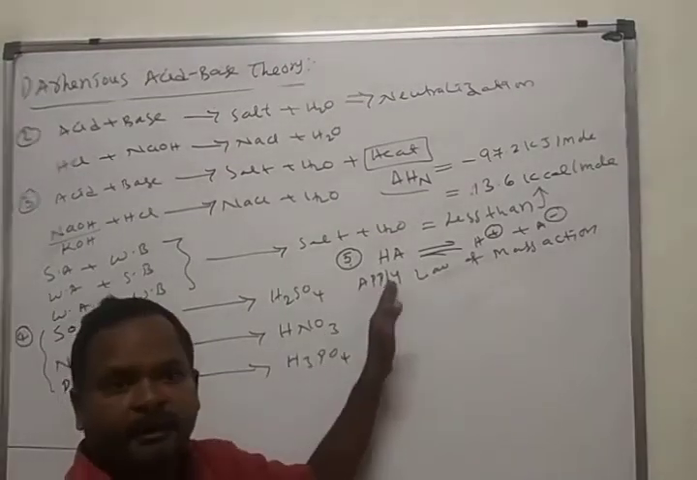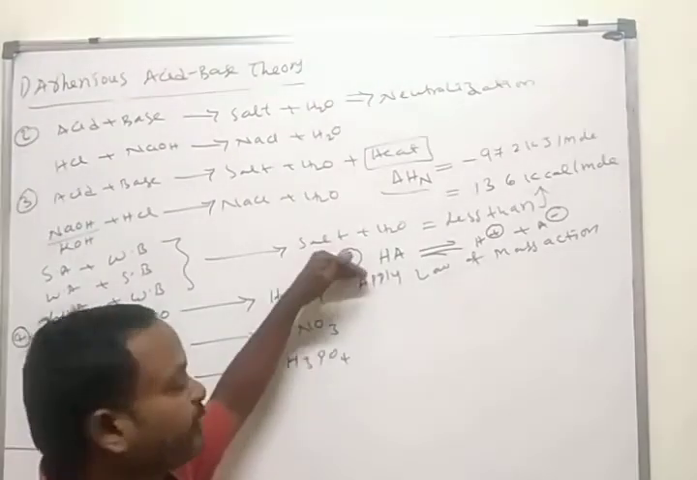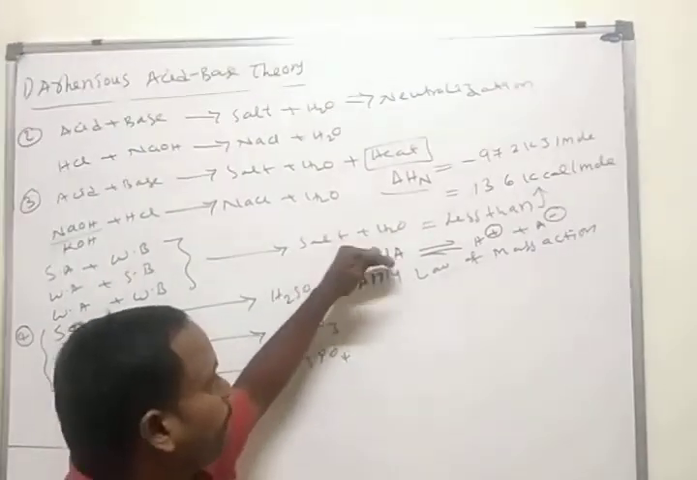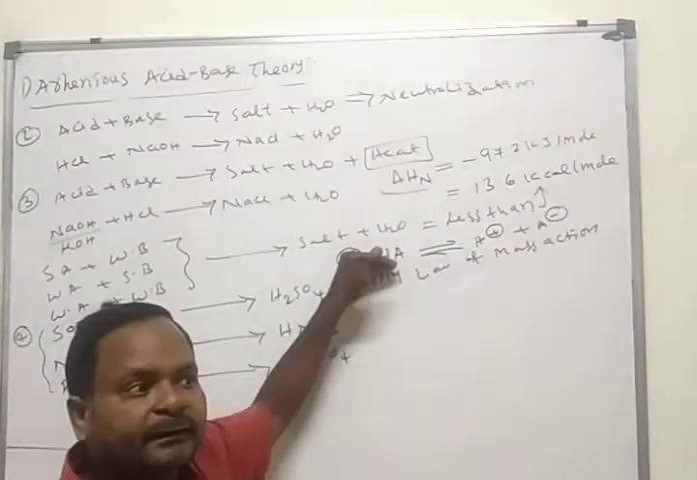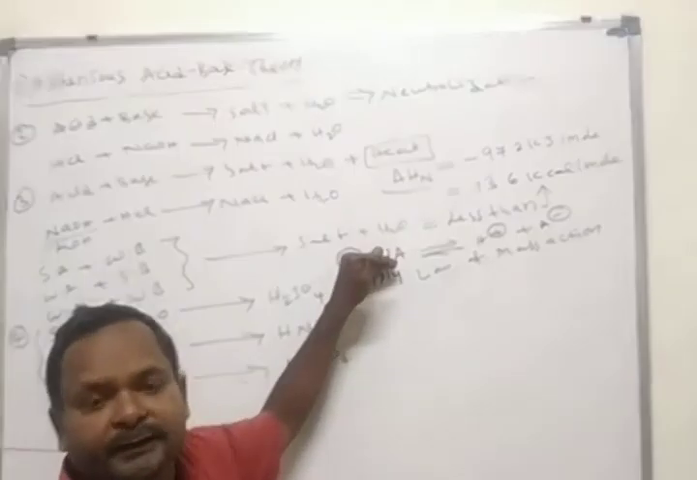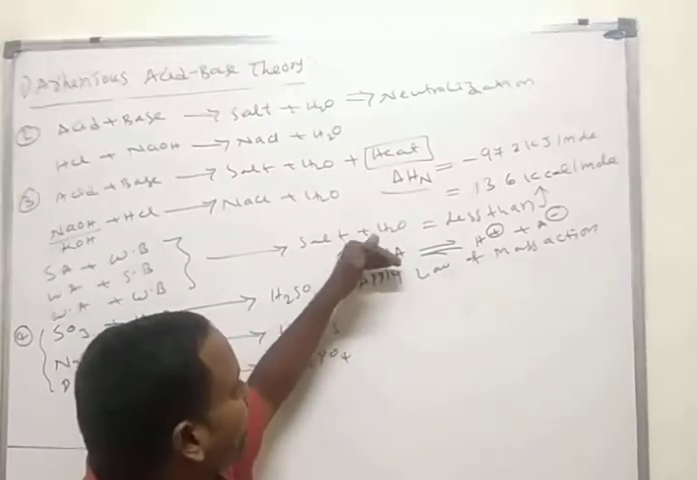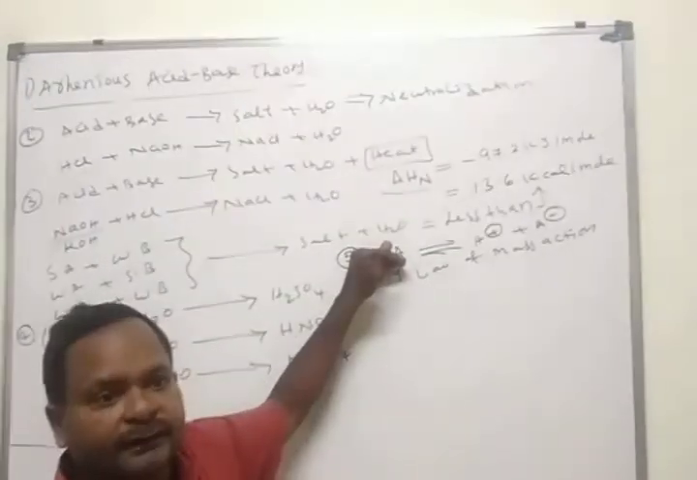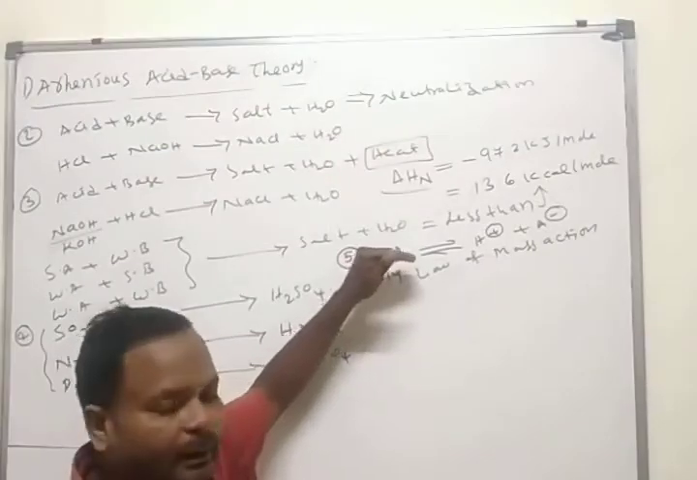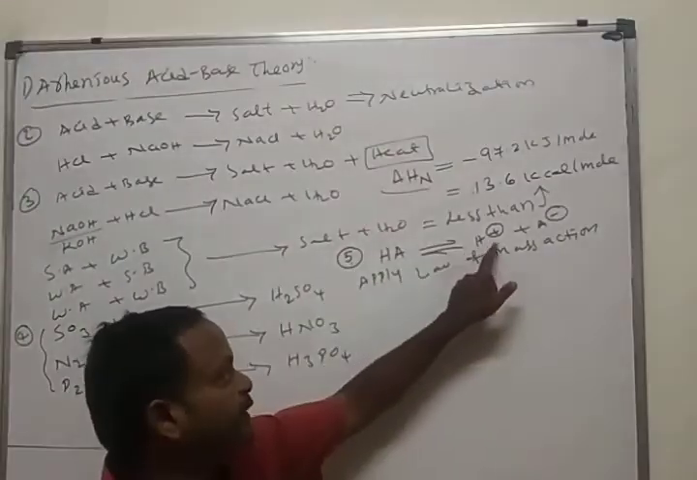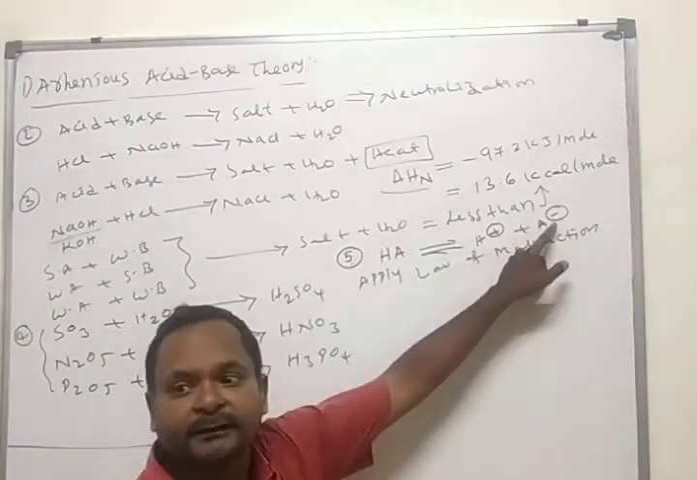In continuation of the last video, we'll see the fifth advantage of Arrhenius acid-base theory. It also explains the relative acidic and basic strengths of molecules. Using the dissociation concept, hydrochloric acid or any acid dissociates like this. It forms an H plus ion and an A minus ion.